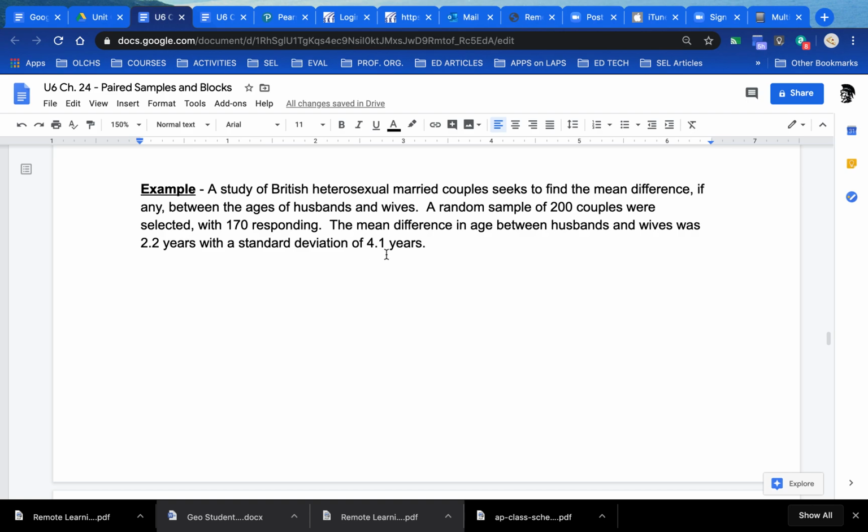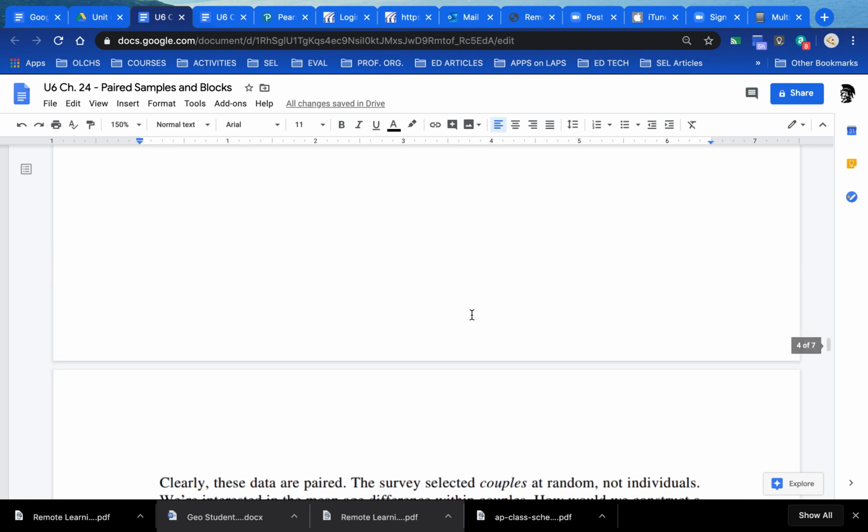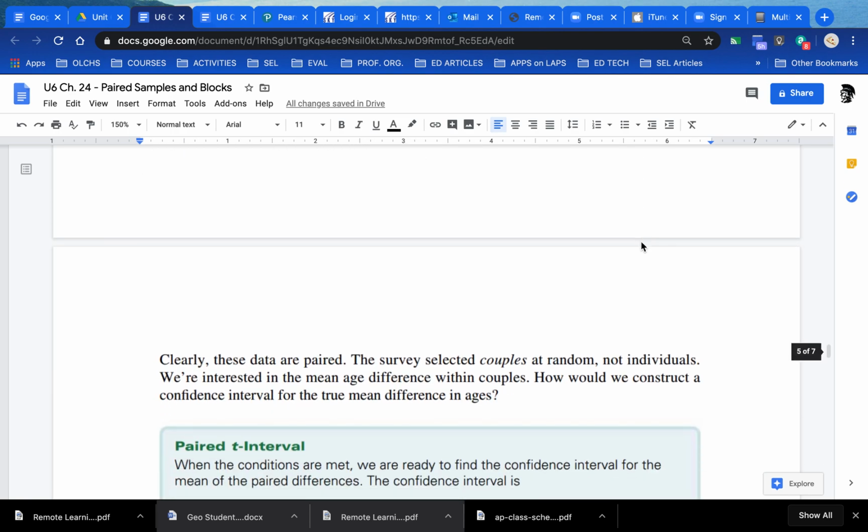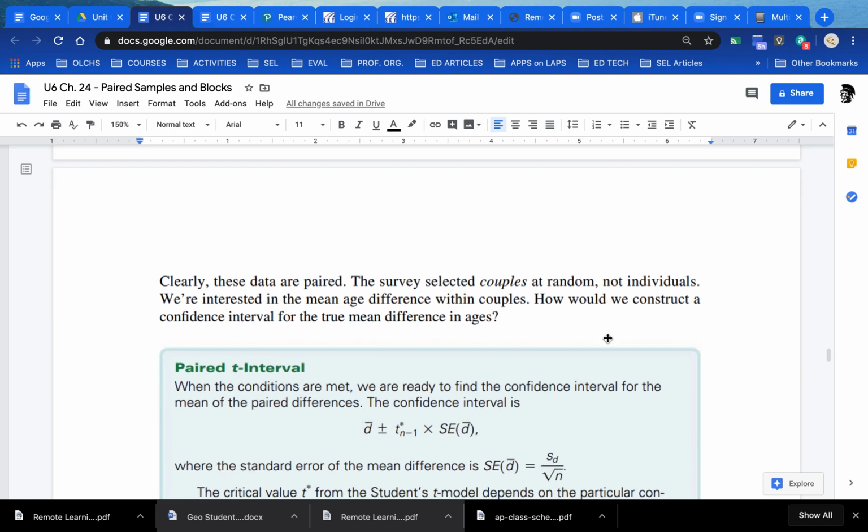So we're trying to figure out what the difference is, not whether there's a significant difference. Because of the way they're asking the question, they want to know what the mean difference is. They're not asking if there's a significant effect or something. You're probably going to look for a confidence interval. And that's what they say here.